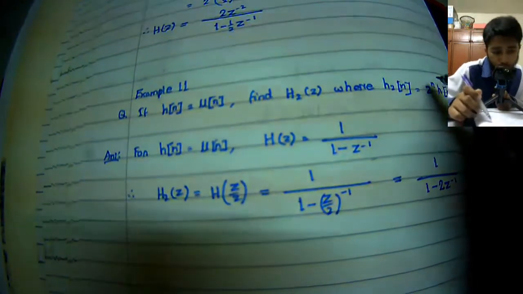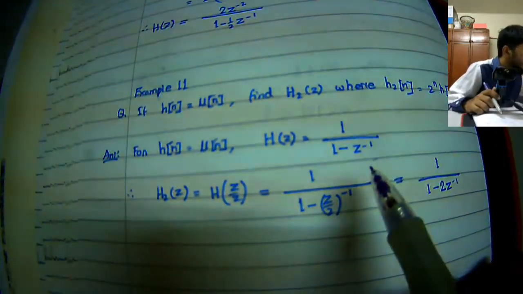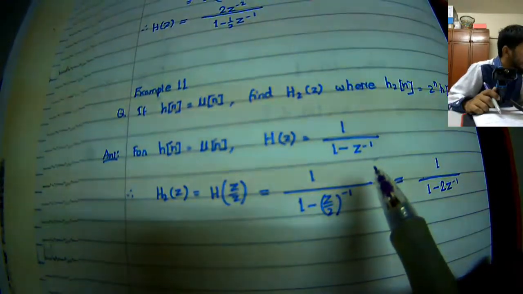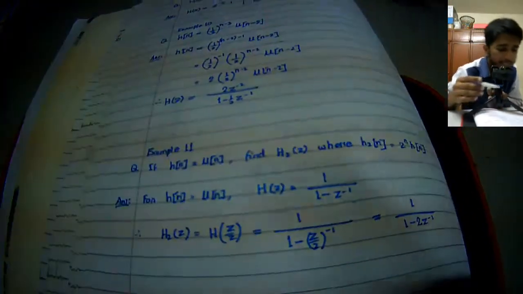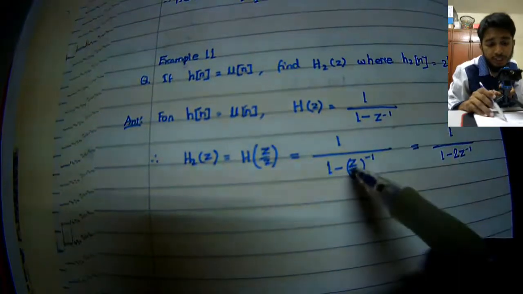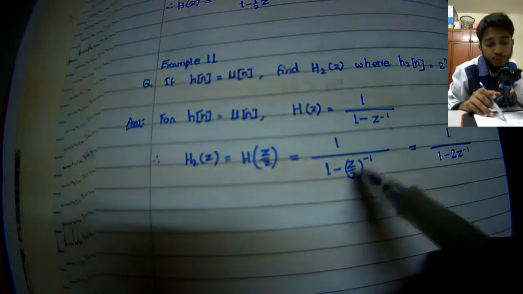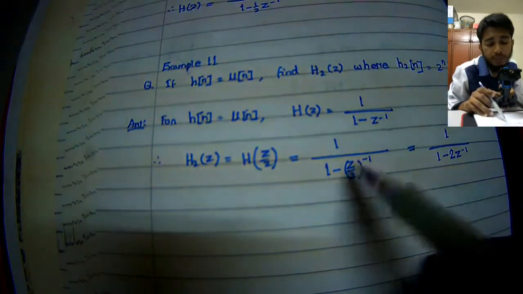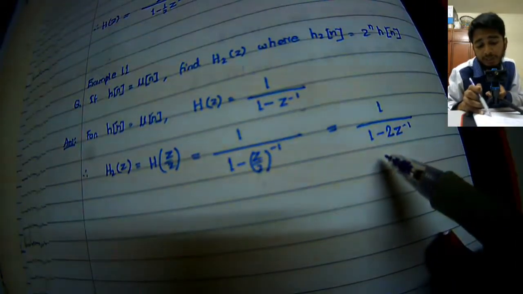But we have a scaling of 2 to the power n. From the properties table, if you remember correctly, it clearly mentions that if there is a to the power n, we basically do a z over a. So basically just do the same here. There was a to the power n, which is 2 to the power n, so we do z over a. So before z was this, now we write z over a, where a is 2, so z over 2. Now if you simplify it, you will find 1 over 1 minus 2z to the power minus 1.